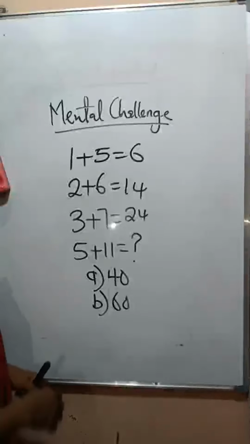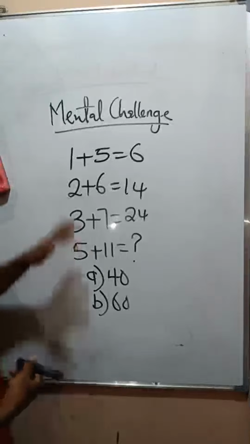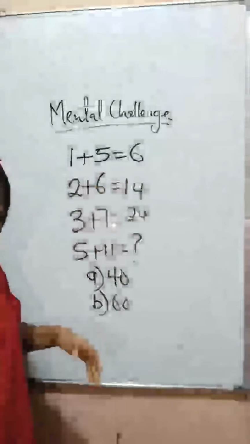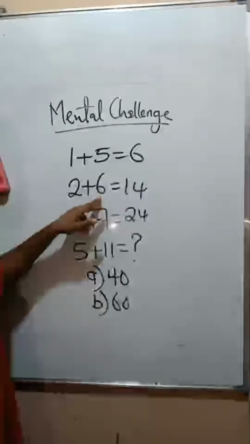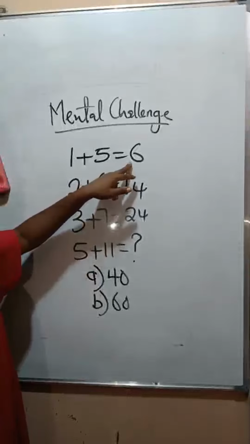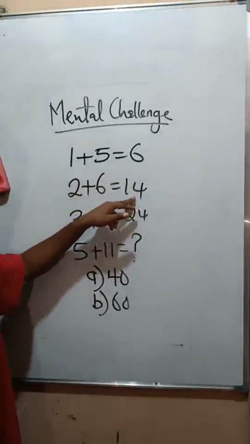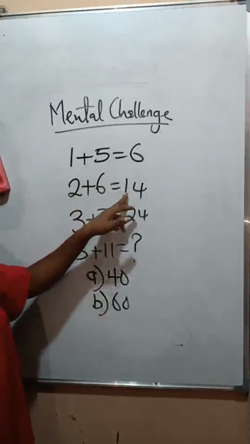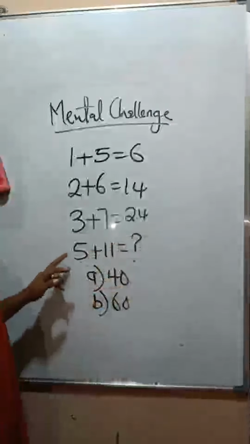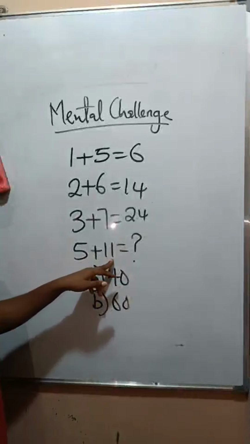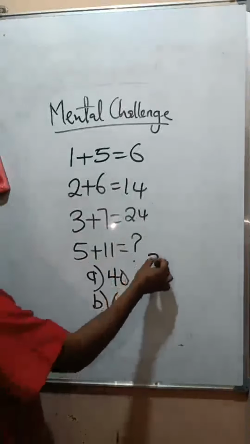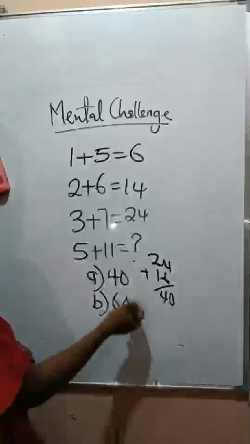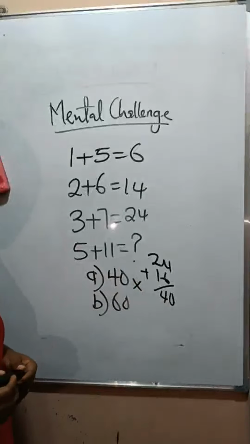Now, first of all, we have 1 plus 5 is equal to 6, which is correct. Now 2 plus 6 is 8. 8 plus 6 is 14. 3 plus 7 is 10. 10 plus 14 is 24. Now 5 plus 11 is 16. 24 plus 16 is 40. But this is wrong.